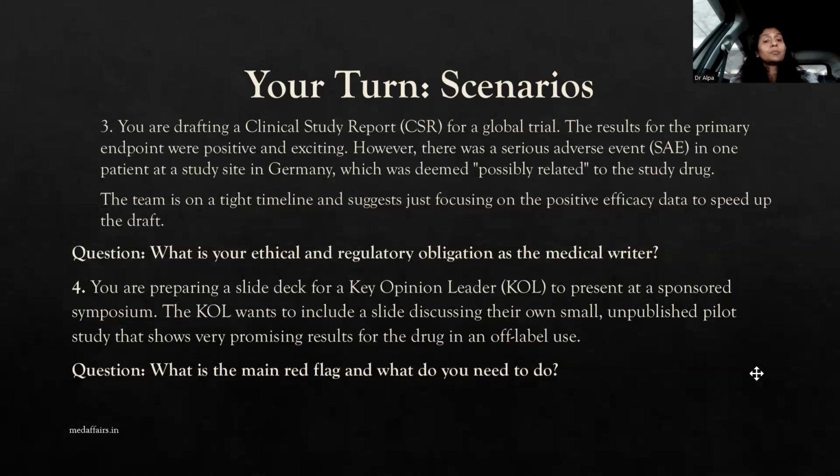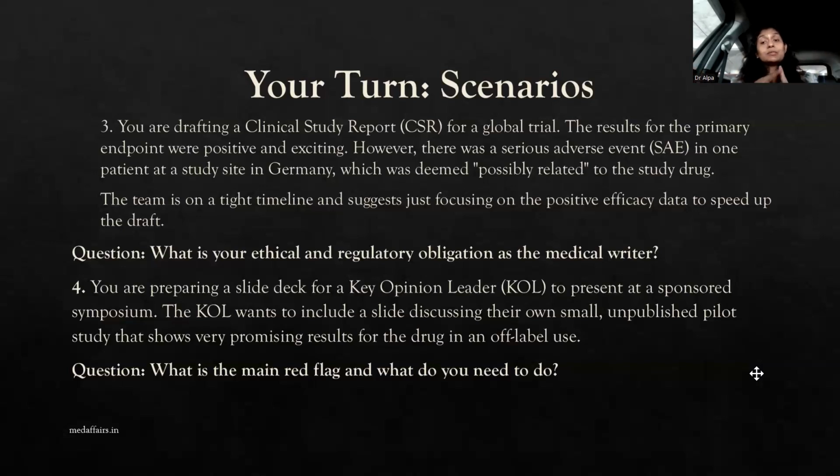Then next, you are preparing a slide deck for a KOL to present at a sponsored symposium. The KOL wants to include a slide discussing their own small unpublished pilot study that shows very promising results for the drug in an off-label use. Off-label use is not yet approved by the government authorities. So what is the main red flag and what do you need to do?